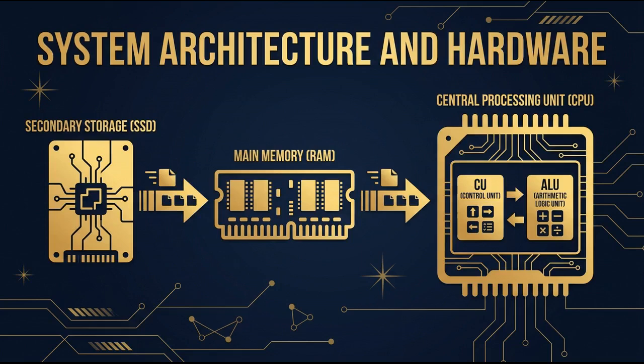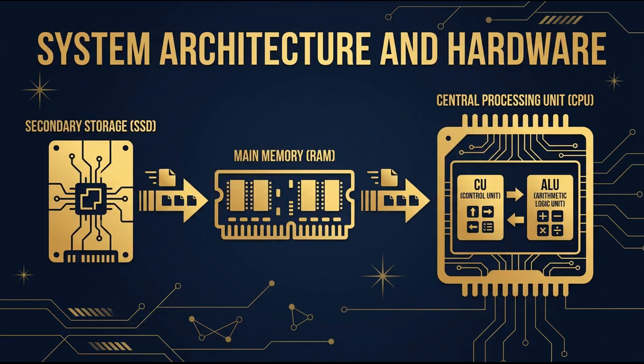However, in a standard von Neumann-style system, the CPU cannot process data directly from secondary storage devices like hard disk drives or solid-state drives. Instead, data must first be loaded into primary memory. Primary storage includes cache memory, ROM, and RAM. ROM holds booting instructions and firmware, like your BIOS.